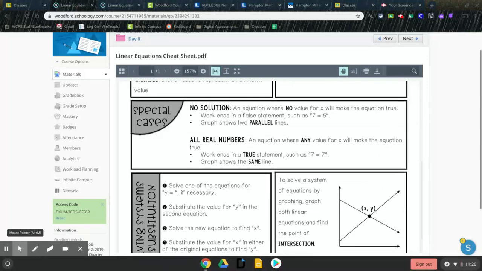Down here, this is just letting you know what it would look like if the answer was no solution. You would get a false statement. So 7 does not equal 5, so that means there's no solution, and that would be graphed with parallel lines.